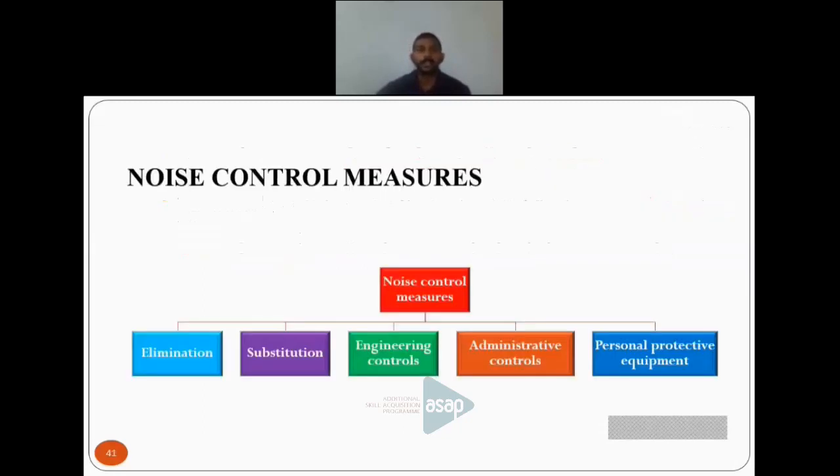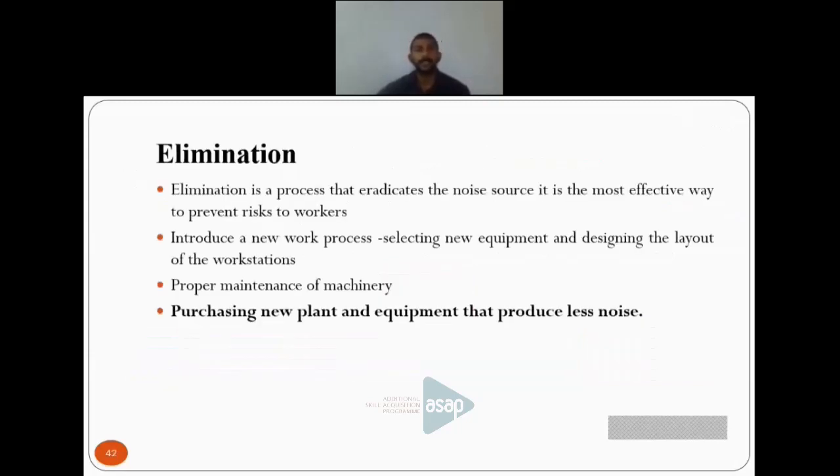So now let's move to the noise control measures. Noise can be controlled by 5 methods: elimination, substitution, engineering control, administrative controls, and personal protective equipment. Elimination means eliminating noise before planning any work or any industry. From the source itself, we plan in such a manner that we eliminate the noise, that is, we adopt a process which has lesser noise.